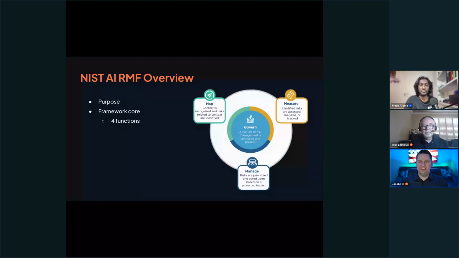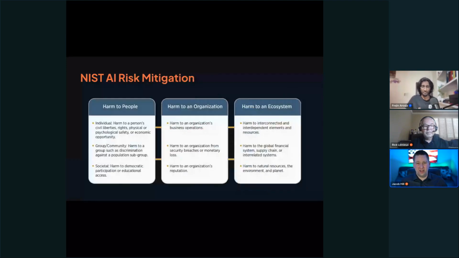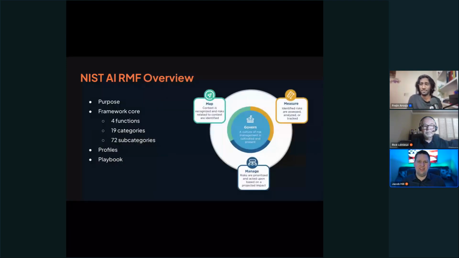And now we'll jump into the NIST AI RMF. The purpose of this document is to offer a resource to organizations designing, developing, deploying, or using AI systems to help manage the many risks of AI and promote trustworthy and responsible development and use of AI systems. So it would cover everyone from the people who are designing, developing, deploying, or even just using. This is applicable to a wide range of organizations.